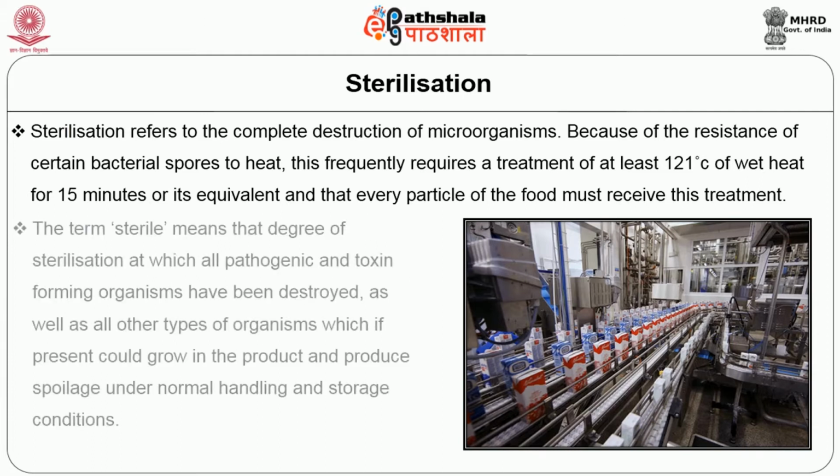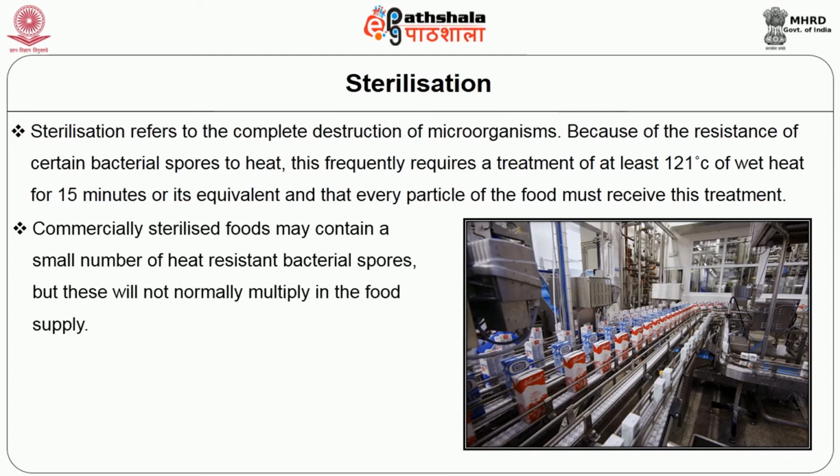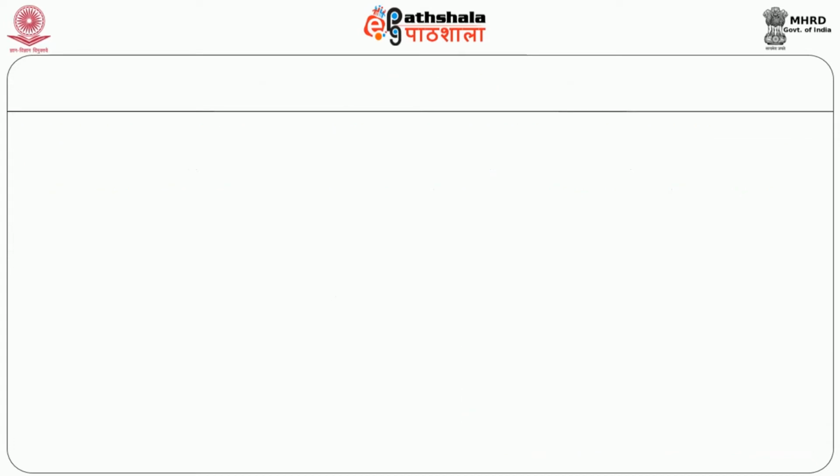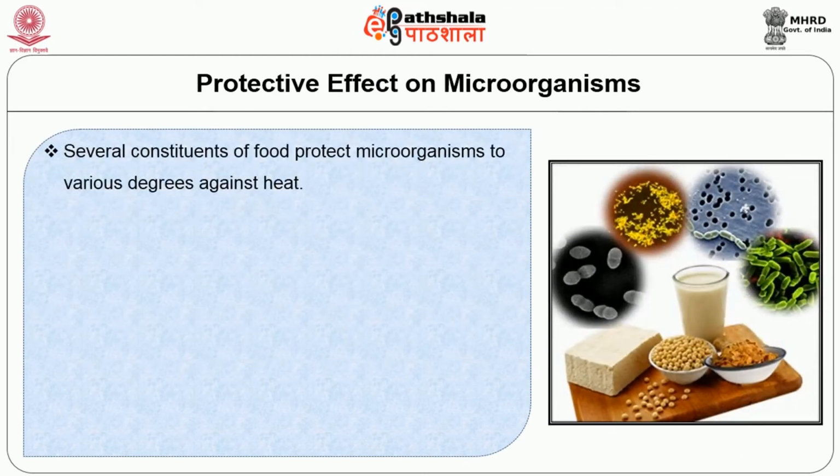The term sterile means the degree of sterilization at which all pathogenic and toxin forming organisms have been destroyed, as well as all other types of organisms which if present could grow in the product and produce spoilage under normal handling and storage conditions. Commercially sterilized foods may contain a small number of heat resistant bacterial spores, but these will not normally multiply in the food supply. The protective effect on microorganisms. Several constituents of the food protect microorganisms to various degrees against heat.